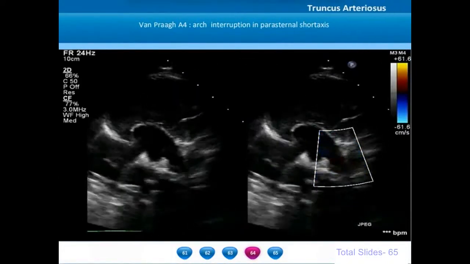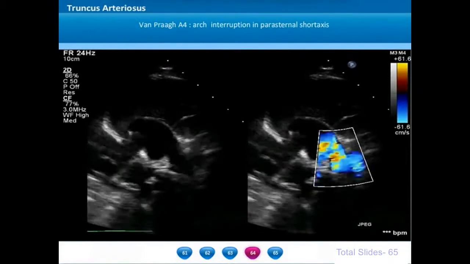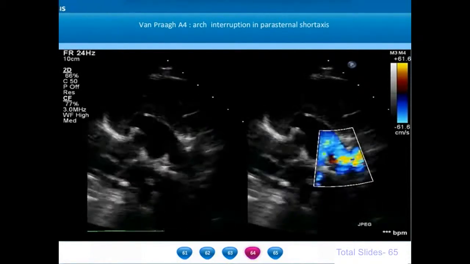In a parasternal short axis view, we can notice the main pulmonary artery from the trunk dividing into right and left pulmonary artery, and further to the left we can see a continuation of the main pulmonary artery as the ductus arteriosus.